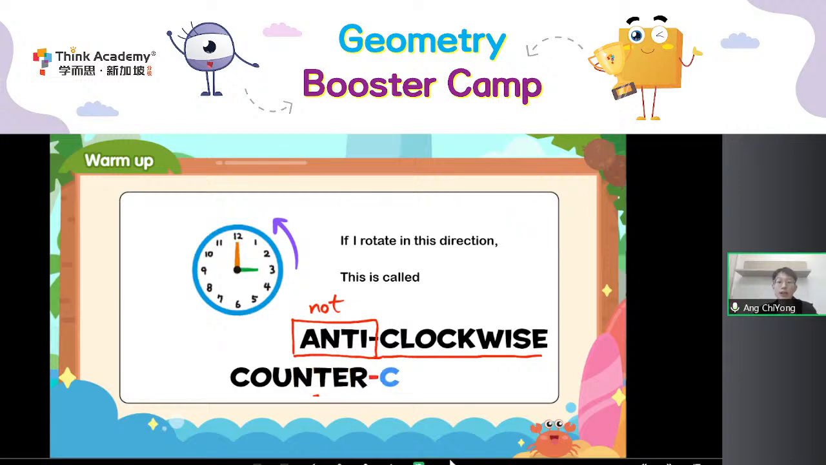Now, there's one more name. This is called counterclockwise. What does counter mean? Counter means the other way. Other way.